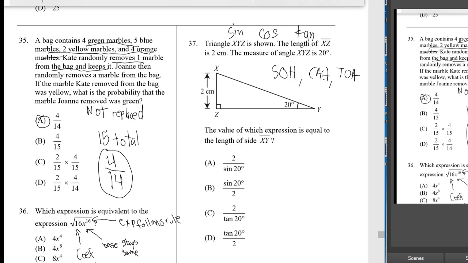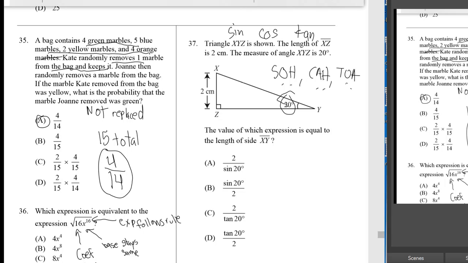SOHCAHTOA: sine corresponds with opposite and hypotenuse. Cosine is adjacent and hypotenuse. Tangent is opposite and adjacent. That might not mean anything to you, but it will in a second. So essentially I'm going to find the angle, and then use that with the opposite and hypotenuse, adjacent and hypotenuse, or opposite and adjacent.